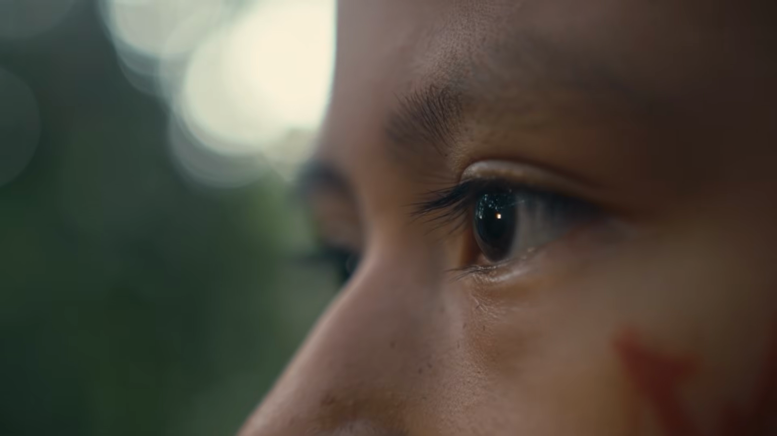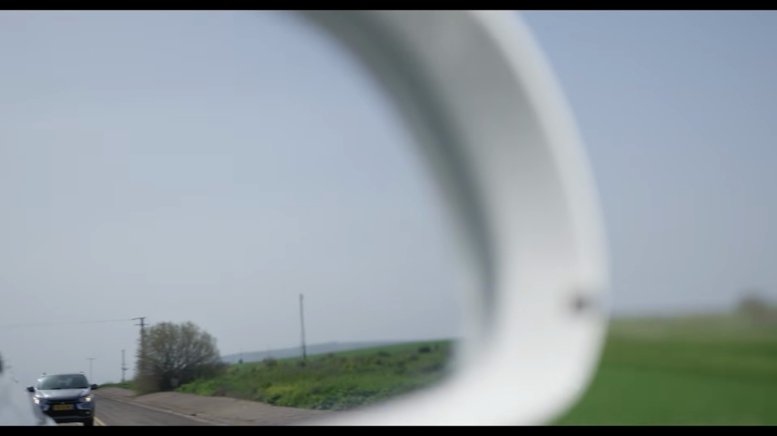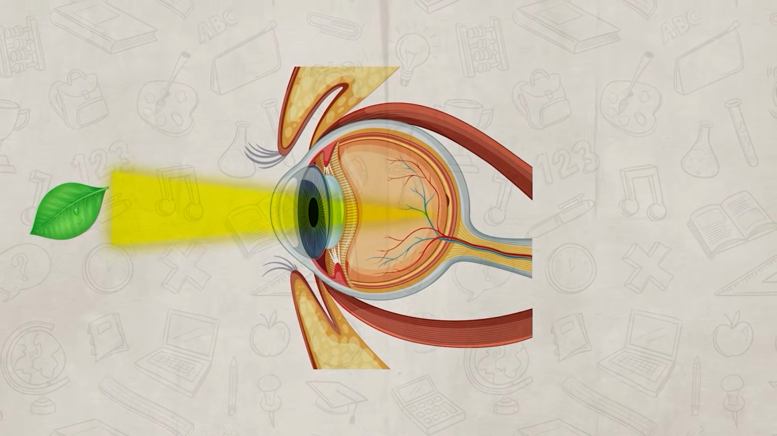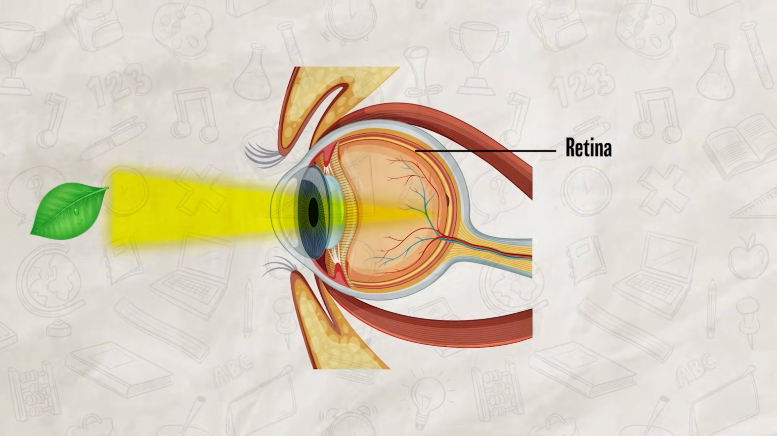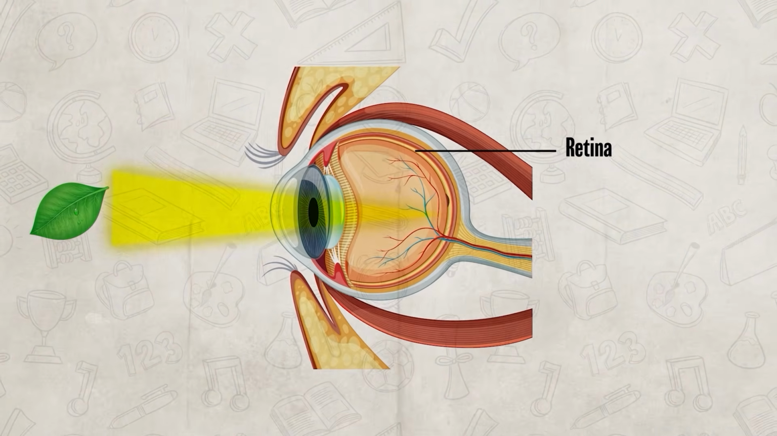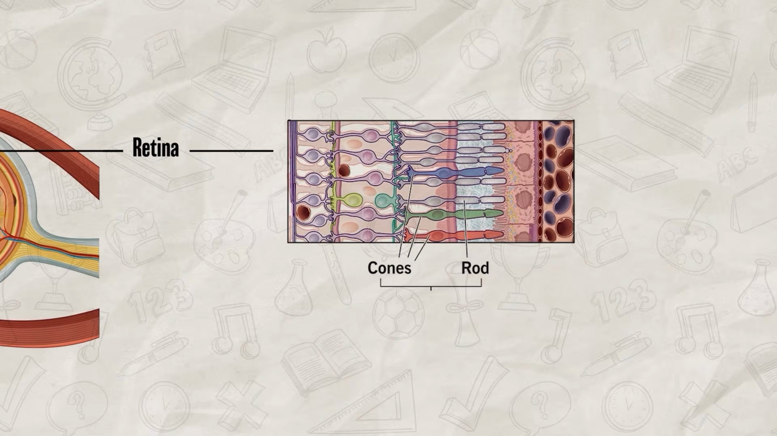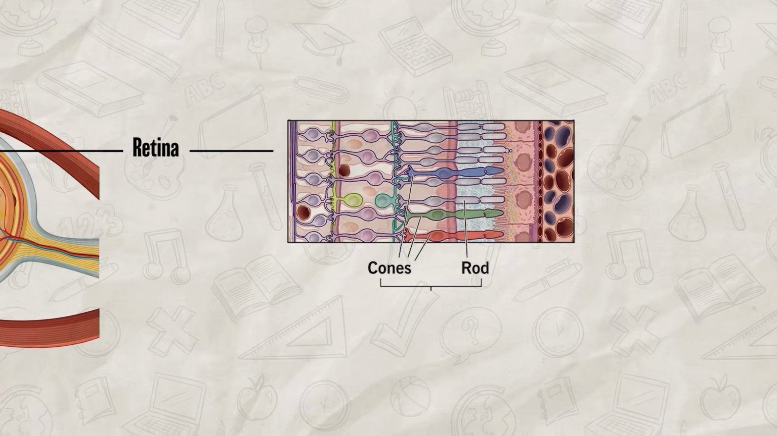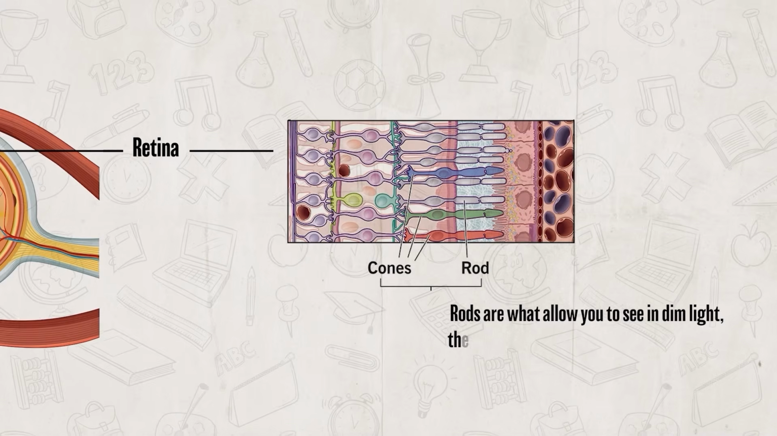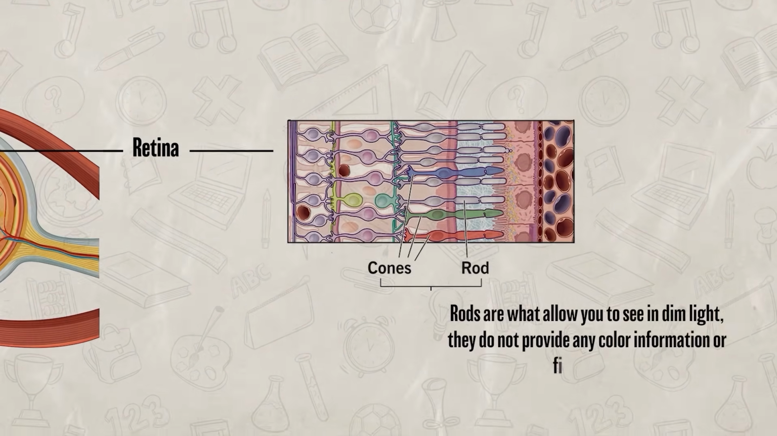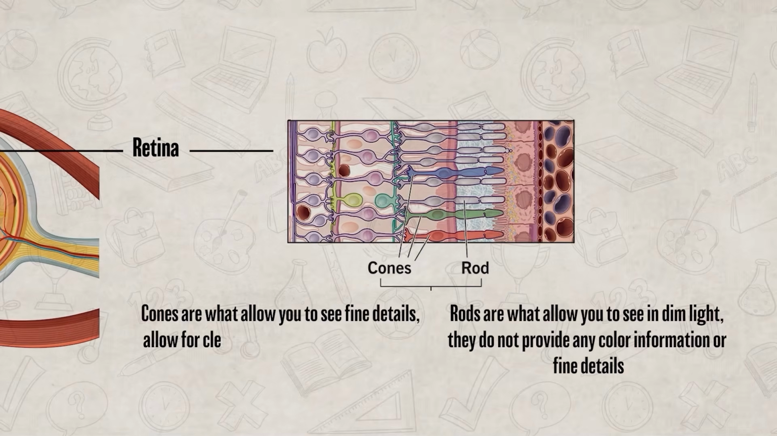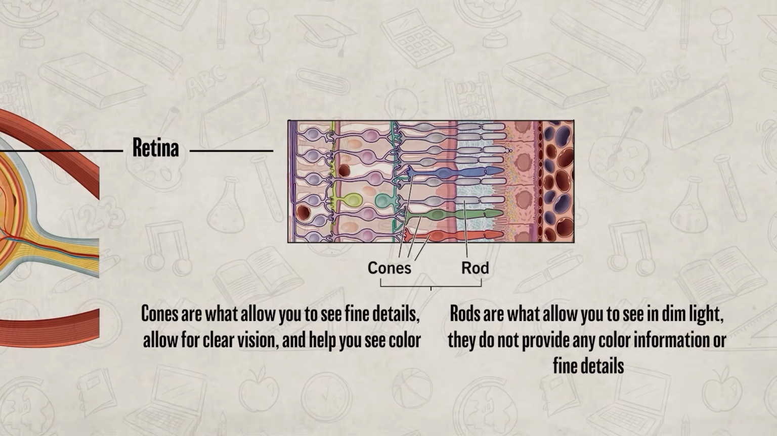Our visual system allows us to take in and interpret visual information. When we look at a visual stimulus, we can see that light enters the eye and is focused onto the retina, a thin light-sensitive layer located at the back of the eye. The retina contains specialized cells, known as rods and cones, that capture the light from the environment. Rods are what allow you to see in dim light. They do not provide any color information or fine details, while cones, on the other hand, are what allow you to see those finer details and allow for clear vision and help you see color.